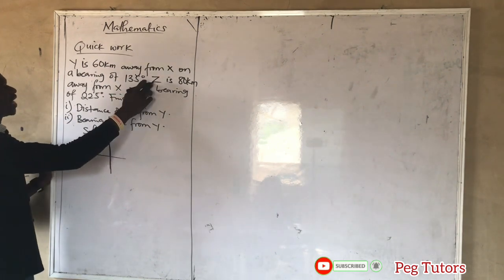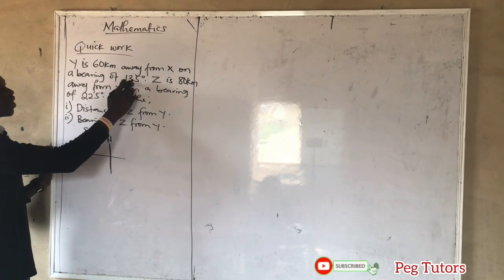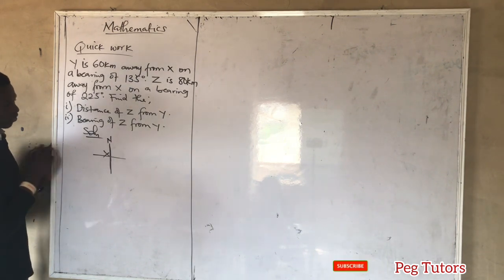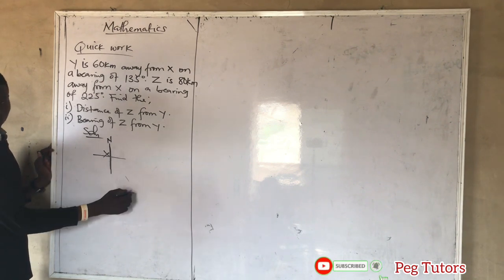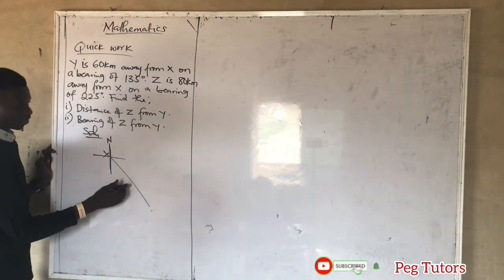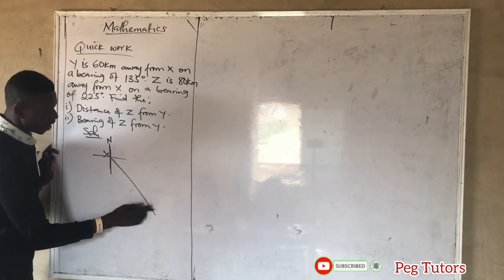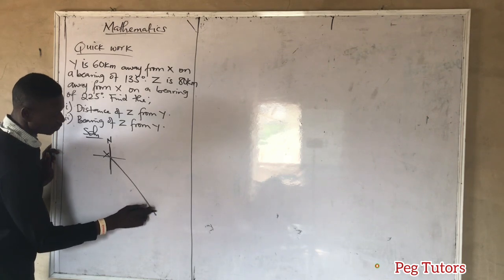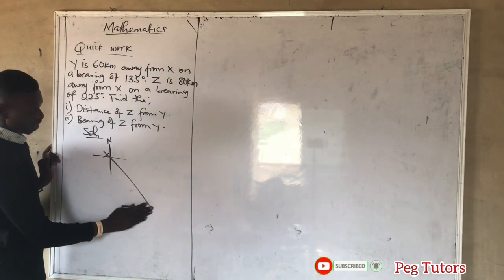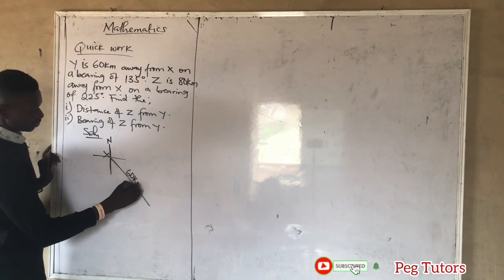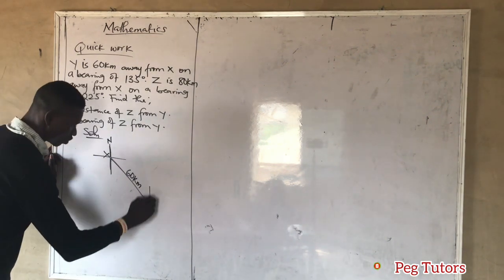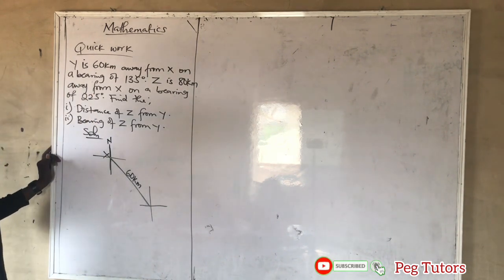Now, Y is a bearing of 135 from X. So this is X. So a bearing of 135 will be somewhere around this region, which is southeast, right? So we draw a line from here down, representing our Y line. And remember that the distance is 60 kilometers, so we have 60 kilometers here. And somewhere around this line, we have our point Y. So this is our point Y now.